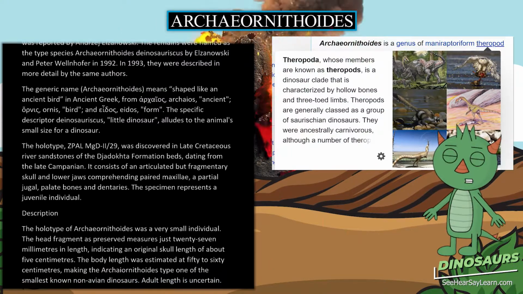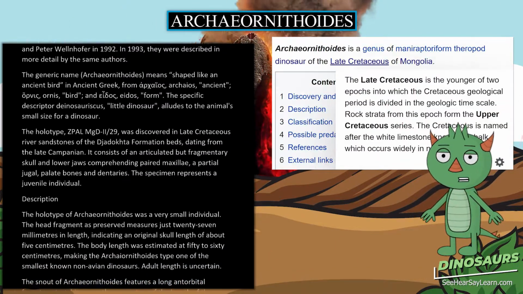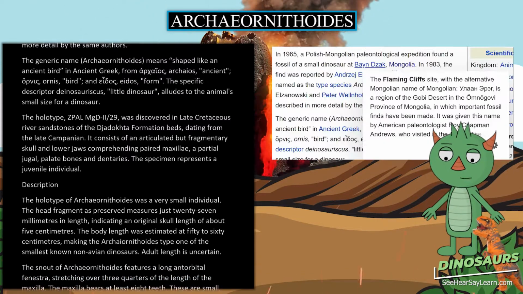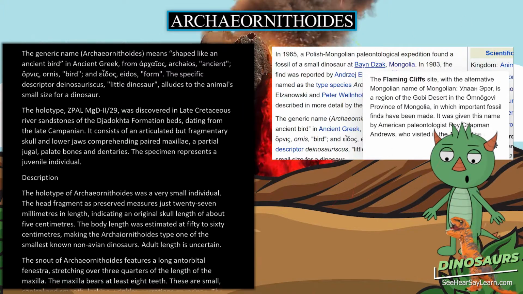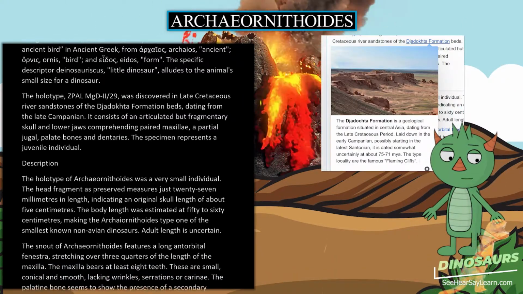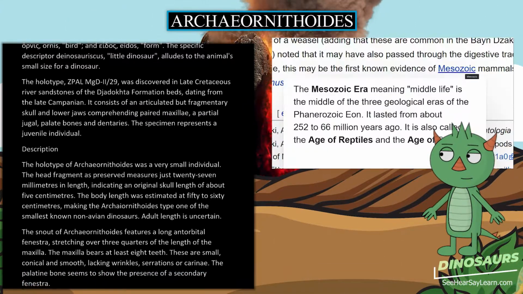The holotype, ZPAL MgD-I/29, was discovered in Late Cretaceous river sandstones of the Djadochta Formation beds, dating from the late Campanian. It consists of an articulated but fragmentary skull and lower jaws comprising paired maxillae, a partial jugal, palate bones and dentaries. The specimen represents a juvenile individual.